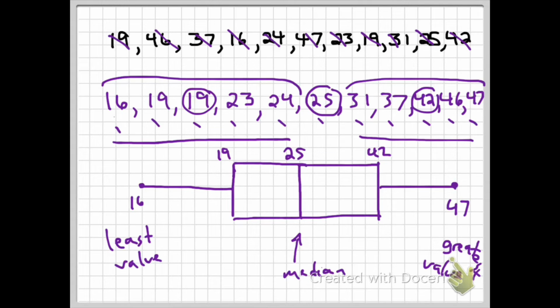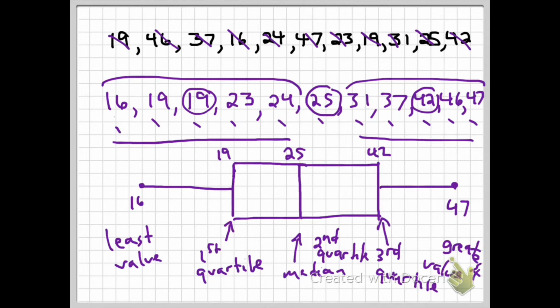Now, the 19 represents what's called our first quartile, and this represents our third quartile. You may be asking yourself, well, how did we go from first to third? Well, guess what? The median is also known as your second.